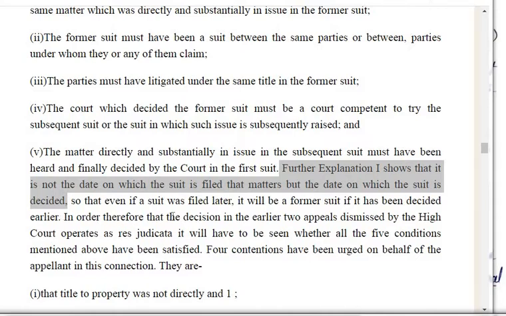In order to therefore that the decision in the earlier 2 appeal dismissed by the High Court operates as res judicata, it will have to be seen whether all the 5 conditions mentioned above have been satisfied. तो वो सेक्शन 11 के कंडीशंस मैंने आपको बोला, टाइटल, मैटर इन इशू और पार्टीज. तो ये तो बिल्कुल क्लियरली प्रूव हो गए. अब इसके अलावा 2 और बच गए, हर्ड एंड फाइनली डिसाइडेड एंड फॉर्मर सूट. फॉर्मर सूट का भी दे हैव डिस्कस्ड. अब मेनली व्हाट इज लेफ्ट इज हर्ड एंड फाइनली डिसाइडेड.